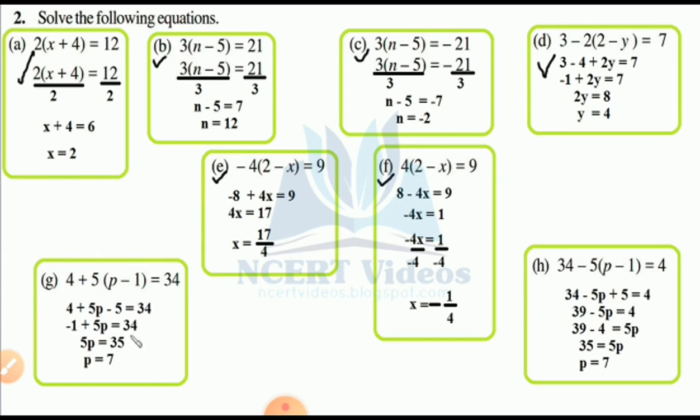So in g, p is equal to 7. Here the variable name is p. So here different names of variables are given for your practice. Correct. h: 34 minus 5, p minus 1 is equal to 4.